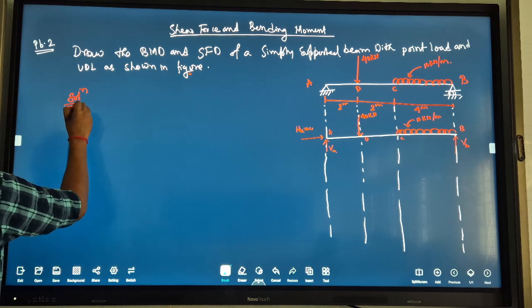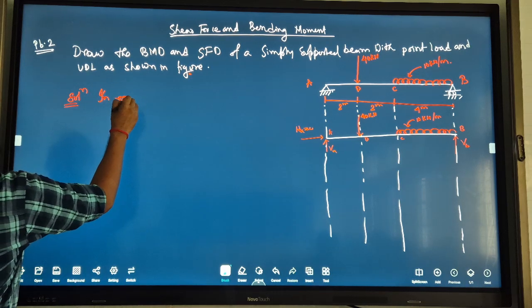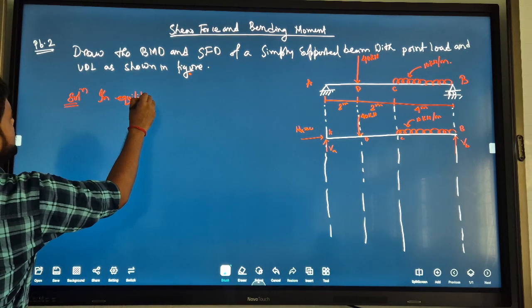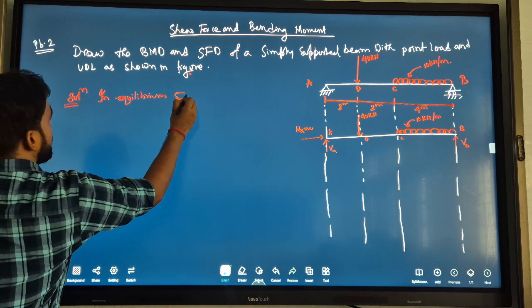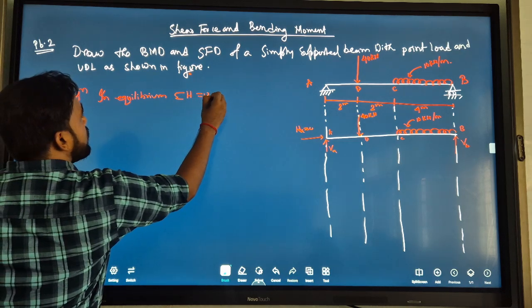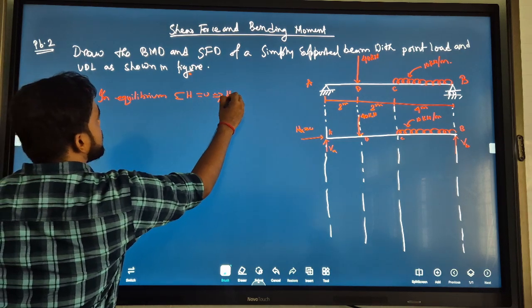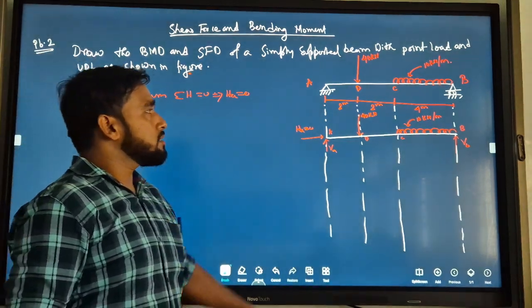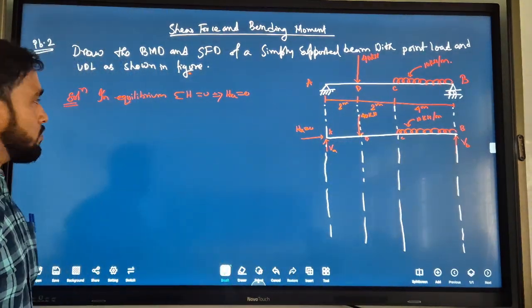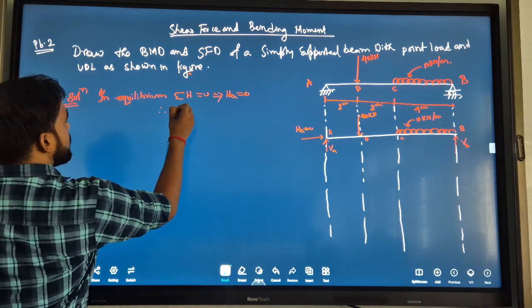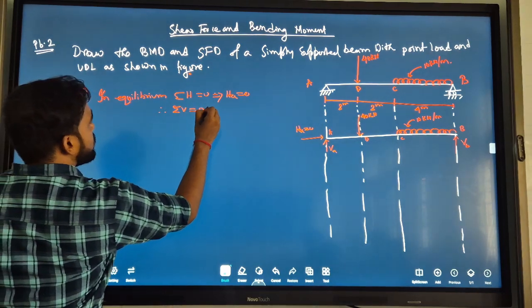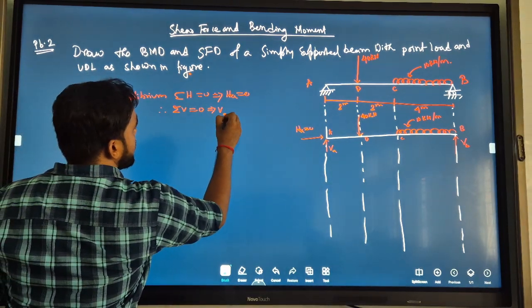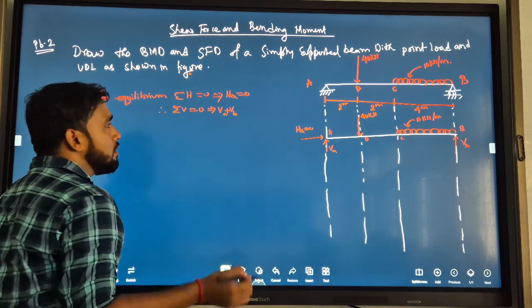Solution. Now, in equilibrium, summation of horizontal force is 0. So that means HA is equal to 0. Next, apply second condition: summation of vertical force is equal to 0. So, summation of FY is equal to 0. That means VA plus VB.